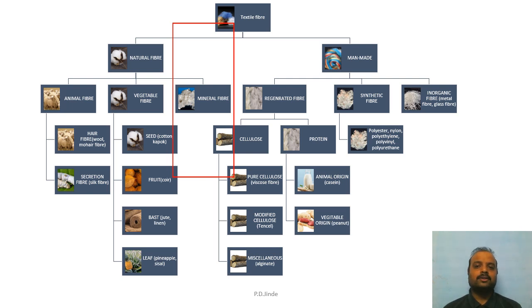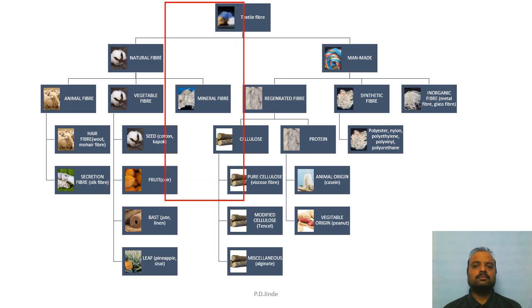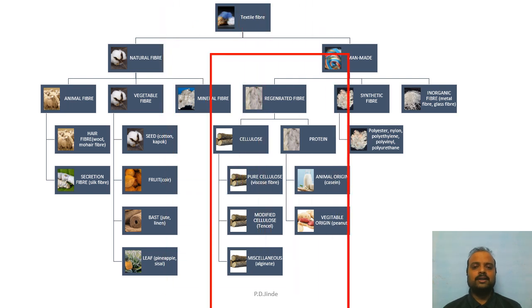Man-made fibers are further classified into three categories, that is regenerated fiber, synthetic fiber, and inorganic fiber. As we all know, man-made fiber means man creates these fibers, and these are sometimes also referred to as synthetic fibers. These fibers are classified based on whether the source is available in nature or is entirely based on crude oil or petrochemicals.